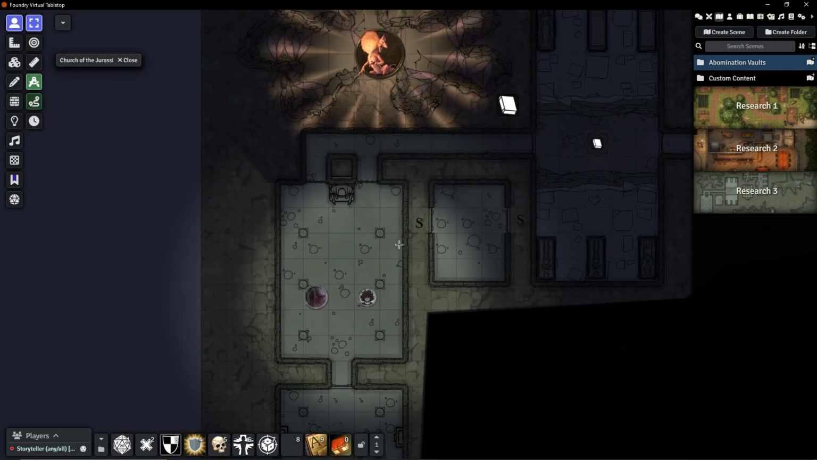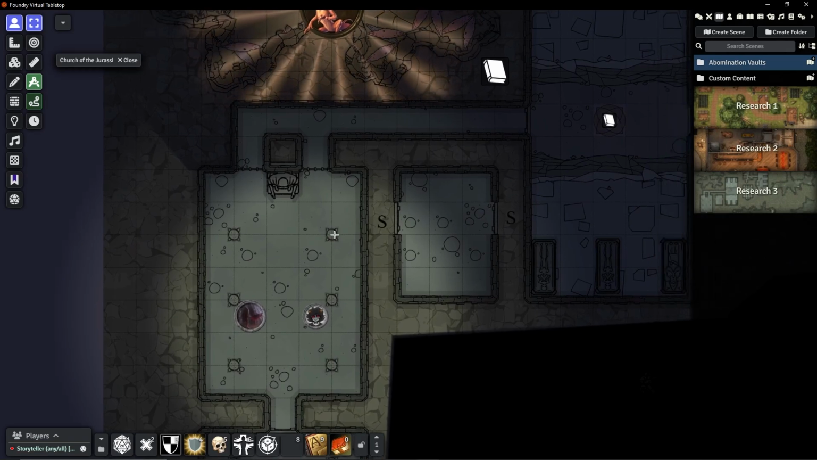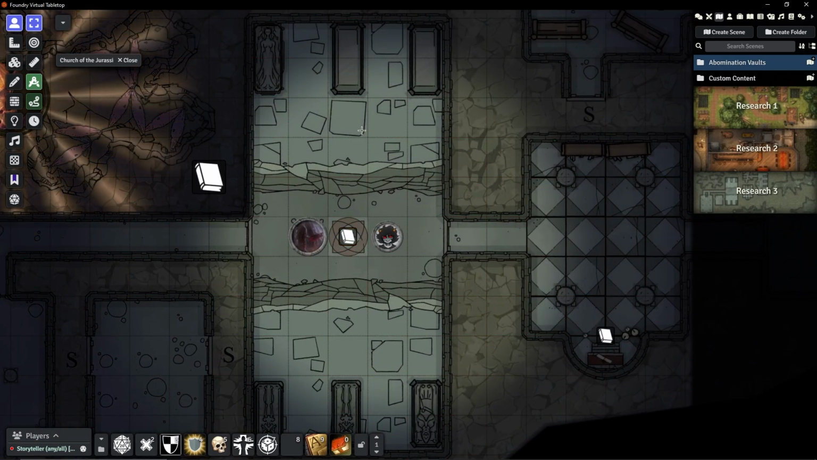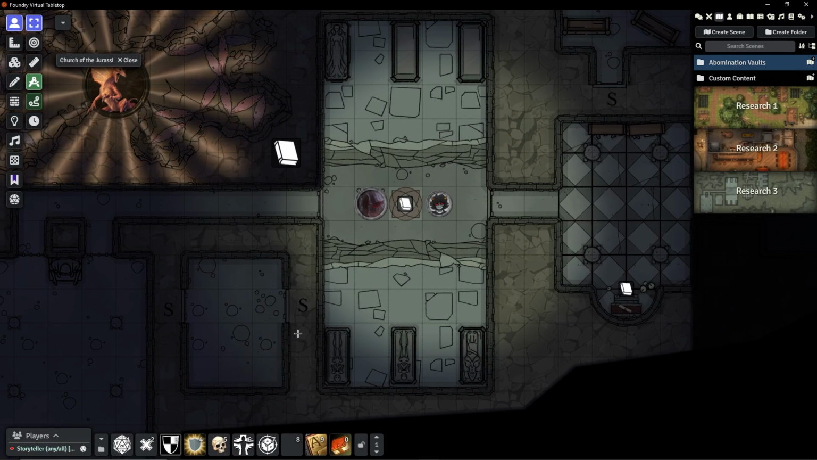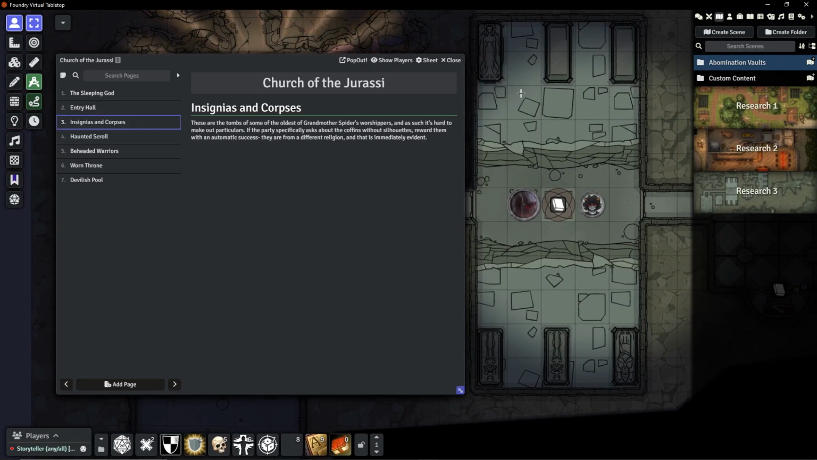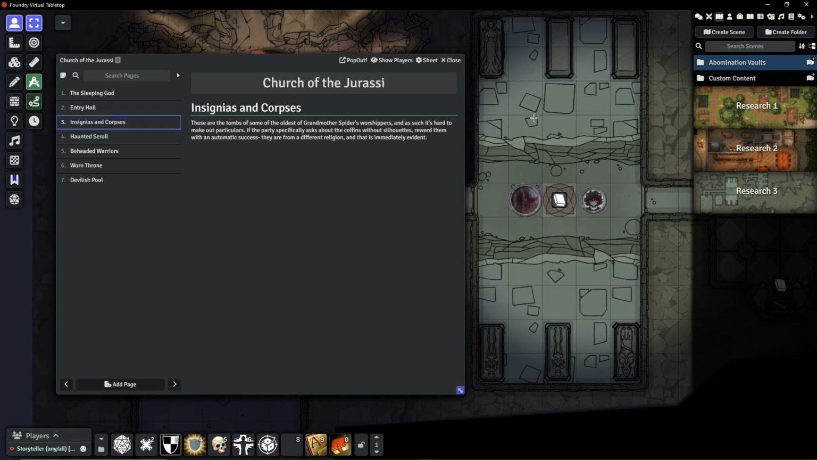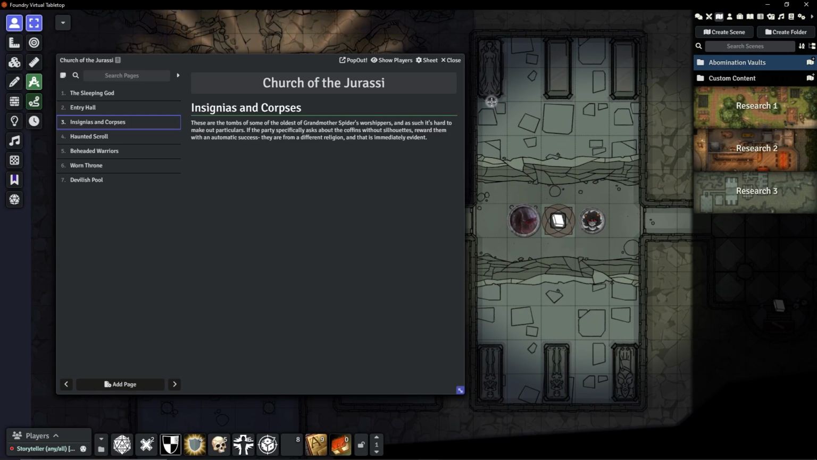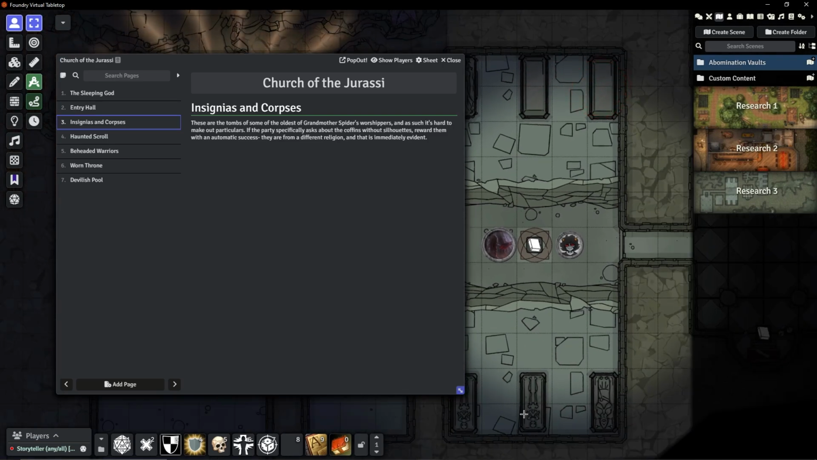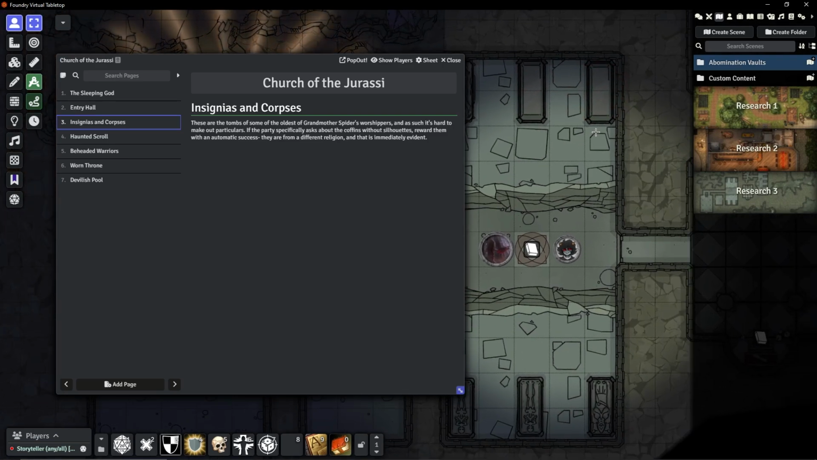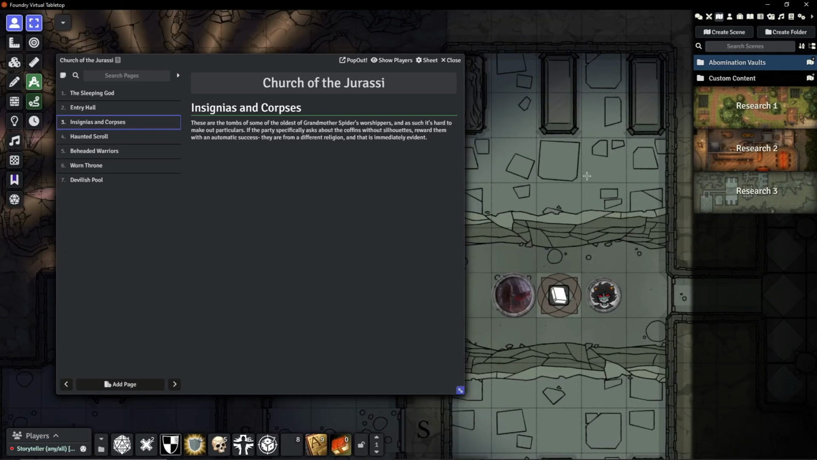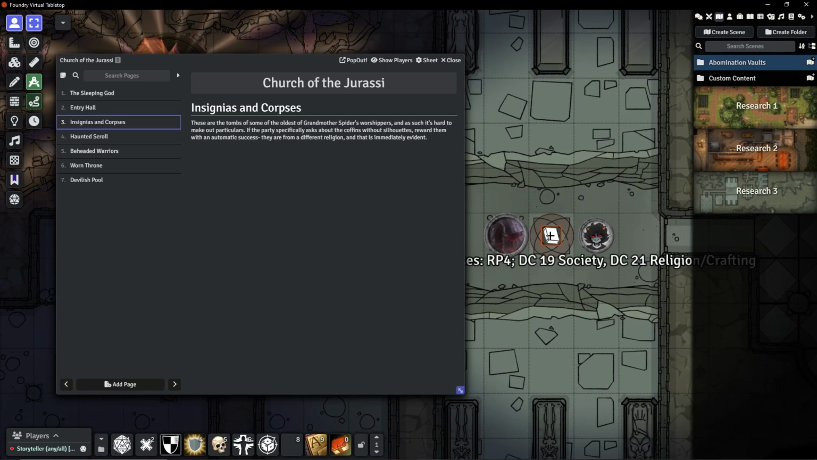They move forwards in the dungeon, defeat some kind of puzzle challenge here, and enter into this room, Insignias and Corpses, which has a set of 6 different tombs. These are the tombs of some of the oldest of Grandmother Spider's worshippers in this temple, and as such, it's hard to make out particulars. They're very aged. If the party specifically asks about the 2 coffins that do not have silhouettes on the top of them, then they're rewarded with an automatic success, because these are made of different craft. They're from a different religion, and that is immediately evident.